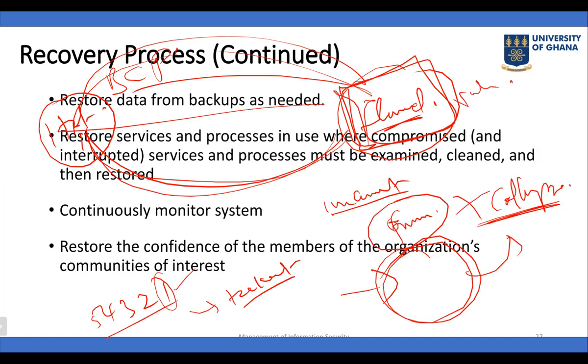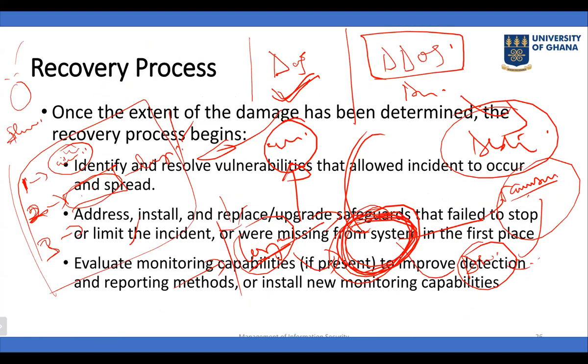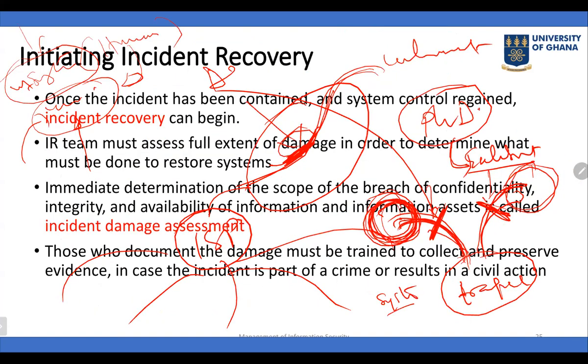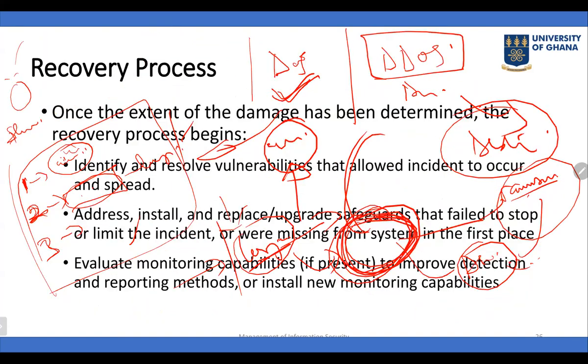Okay, so now after the discovery processes, these are the processes you go through. Once the incident has been contained, control, okay. So recovery process. Once the extent of the damage has been determined, the recovery process begins. Identify and resolve vulnerabilities that allowed incidents to occur and spread. Address, install, replace, or upgrade safeguards that failed, to stop or limit the incident.